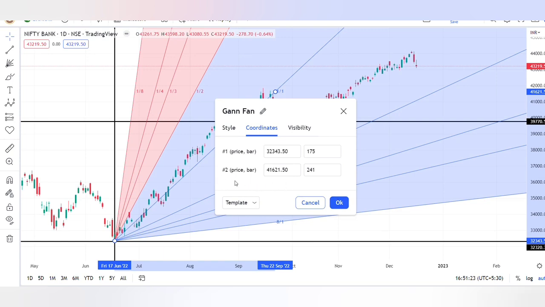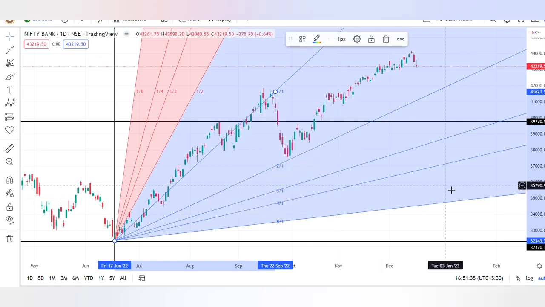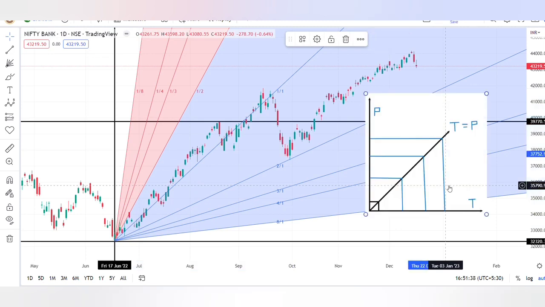But we want our line at a 45-degree angle. So for that we have to change the coordinates of the second point in such a way that it gives us a 45-degree angle when we find the slope. So the 45-degree angle is important for us here. A 45-degree angle means the line slope is 1 unit of price per unit of time. It means that 1 unit of price is equal to 1 unit of time change for a 45-degree angle.